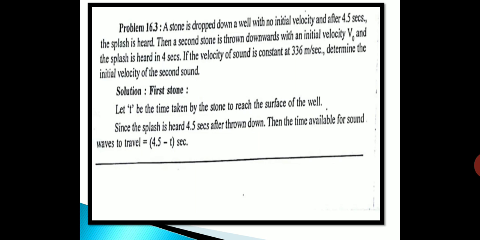This is the important thing to be noted, that the first stone is dropped, whereas the second stone is thrown. So when you throw a stone, it will have some initial velocity. That is unknown in this example. Again, this example has two parts. First is with respect to the first stone, second part is with respect to the second stone.